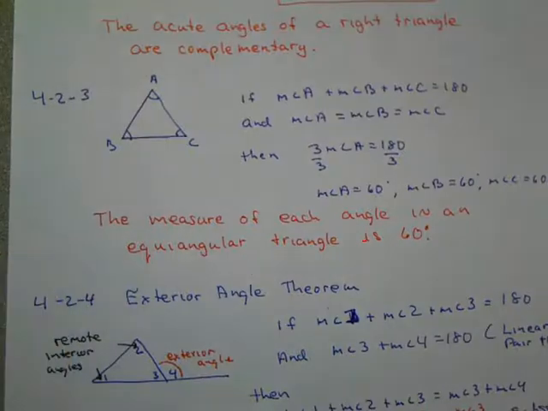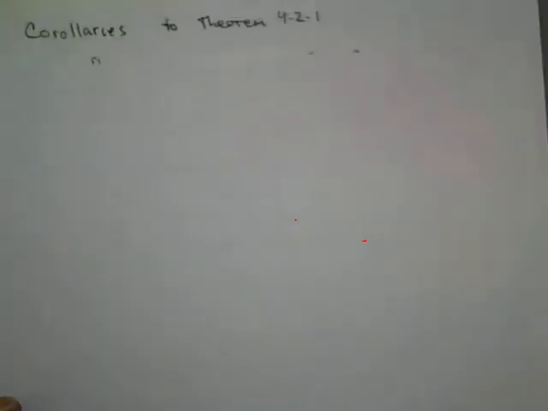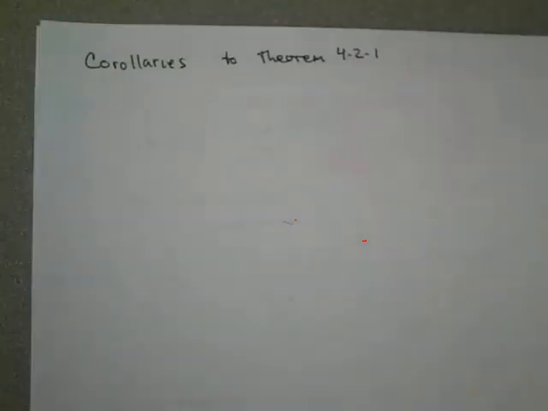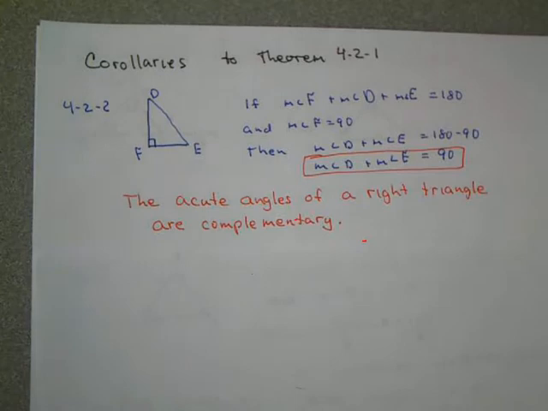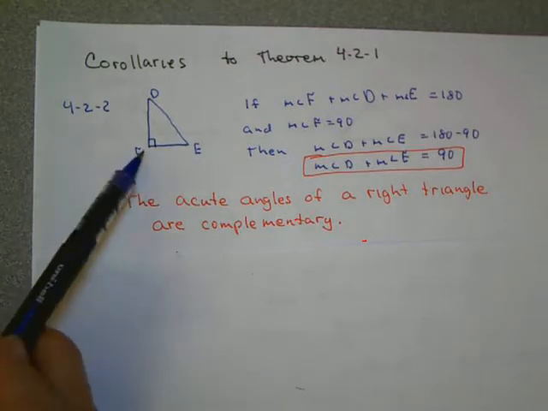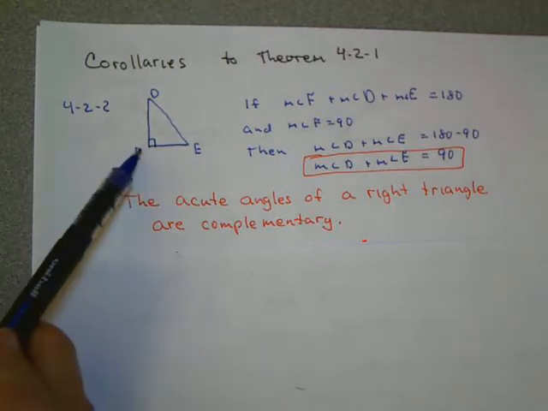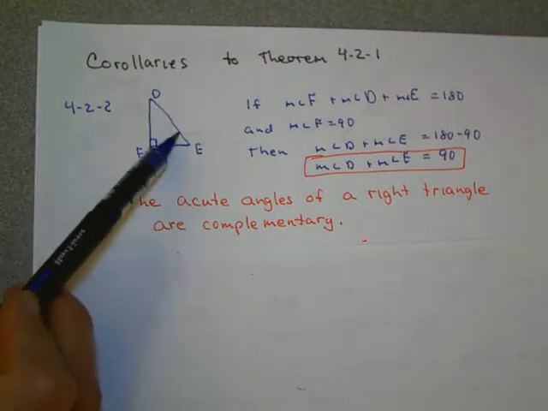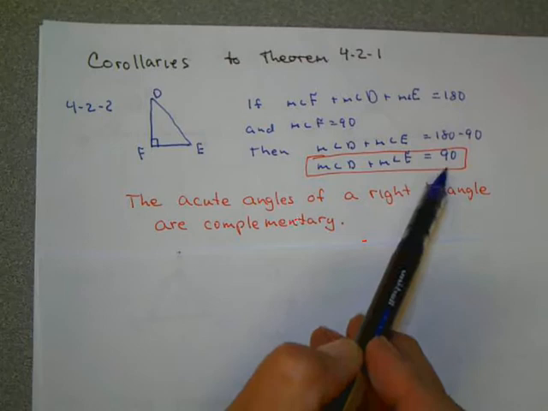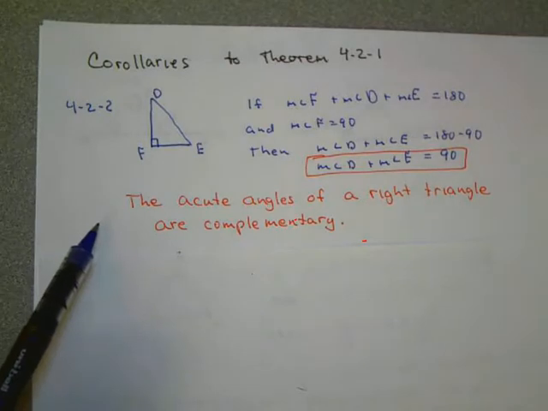Now corollaries to this are, well, if the three angles together equal 180, then if you have a right triangle where one of the angles is 90 degrees, the two acute angles of this right triangle have to equal 90. So the corollary in words is the acute angles of a right triangle are complementary.